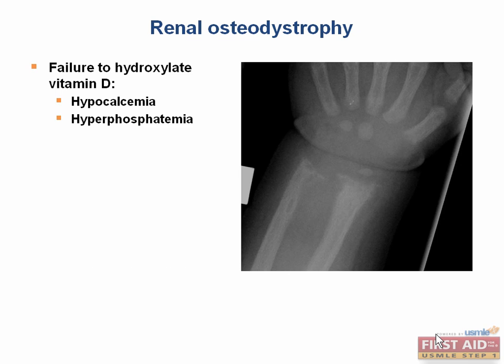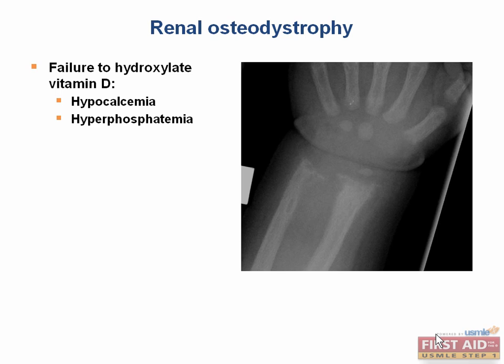Renal osteodystrophy results from failure of the kidneys to hydroxylate vitamin D. Do you remember at which position? 1-alpha hydroxylase in the kidneys converts 25-hydroxyvitamin D to 1,25-hydroxyvitamin D, so it's at position 1.